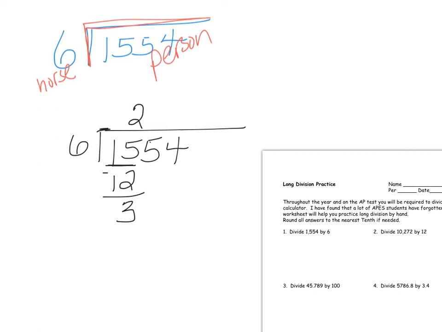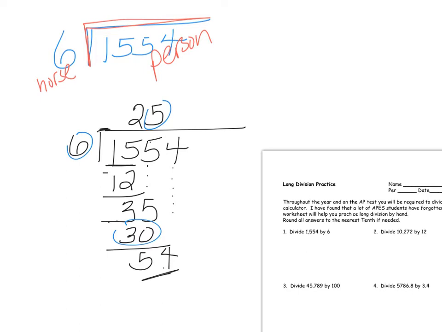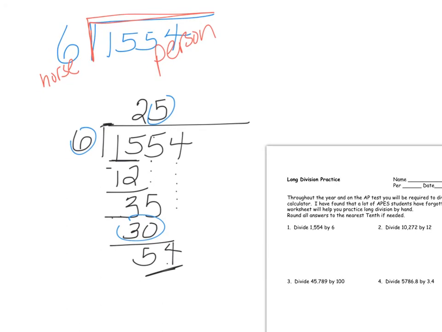Alright, so 6 does not go into 3, but remember in long division we're going to drop this 5 down here. And 6 goes into 35 5 times, so I'm going to put the 5 here above the other 5. And 5 times 6 is 30. So remember, you multiply this number by that number, and I'm going to get 30 here. And so I'm going to subtract, and I'm going to get 5, and I'm going to drop the 4 down. Now 6 goes into 54. It goes in evenly at 9 times. So this one is nice. It goes in evenly, and so my answer to number 1 is 259.